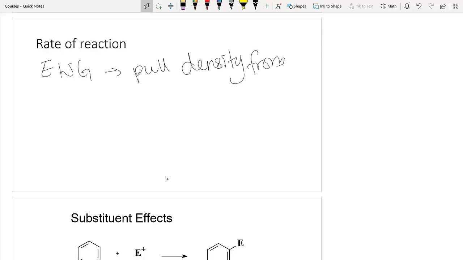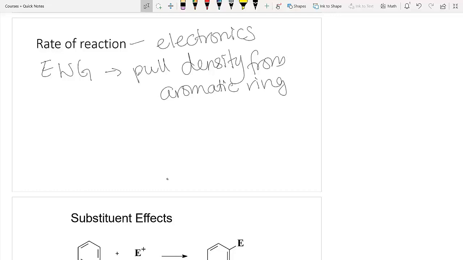So the first reason in terms of why they're important has to do with the electronics of that substituent. Electron withdrawing groups, recall from when we talked about them previously, are things like nitro groups, halides, ammonium groups, carbonyls. We can play around with the electronics of this reaction by utilizing the fact that electron withdrawing groups pull electron density from the aromatic ring.